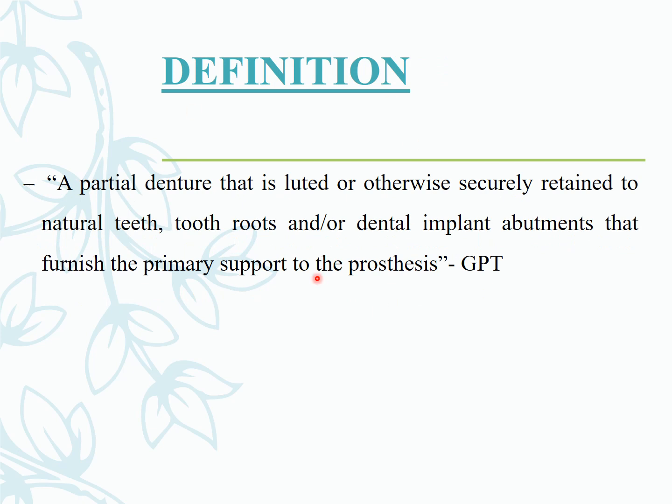Okay, coming to the definition according to the GPT, which is the Glossary of Prosthodontic Terms. A partial denture that is luted or otherwise securely retained to natural teeth, root, or dental implant abutments that furnish the primary support to the prosthesis is known as a fixed partial denture. So any partial denture which is fixed to a tooth structure, which is cemented to a tooth structure, is known as a fixed partial denture.